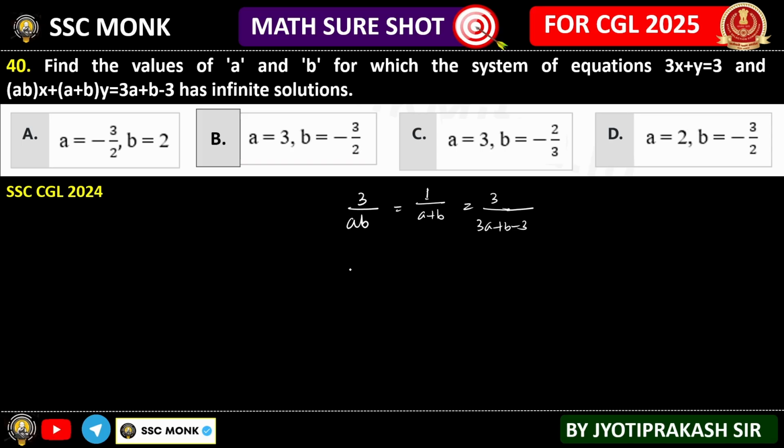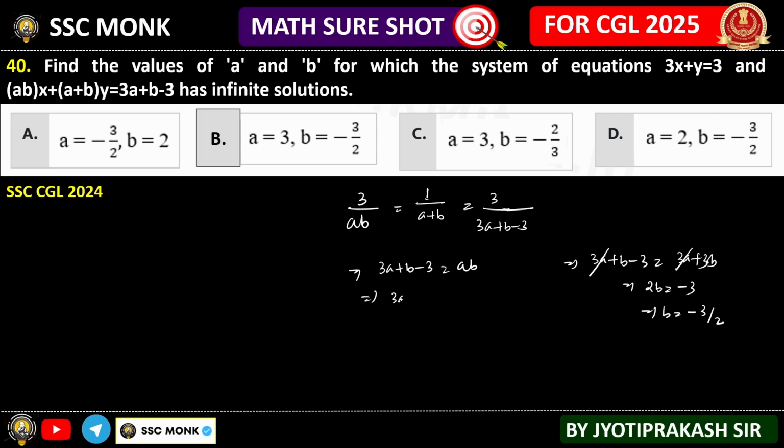So here I can write 3 gone. So 3a plus b minus 3 is equal to ab. This is one equation. Here it can be written as 1 by a. So it is 3a plus b minus 3 is equal to 3a plus 3b, or this can be written as 3a gone. So 3b minus b is equal to 2b is equal to minus 3, or b value is equal to minus 3 by 2. Clear? When b is equal to minus 3 by 2, a can be what?